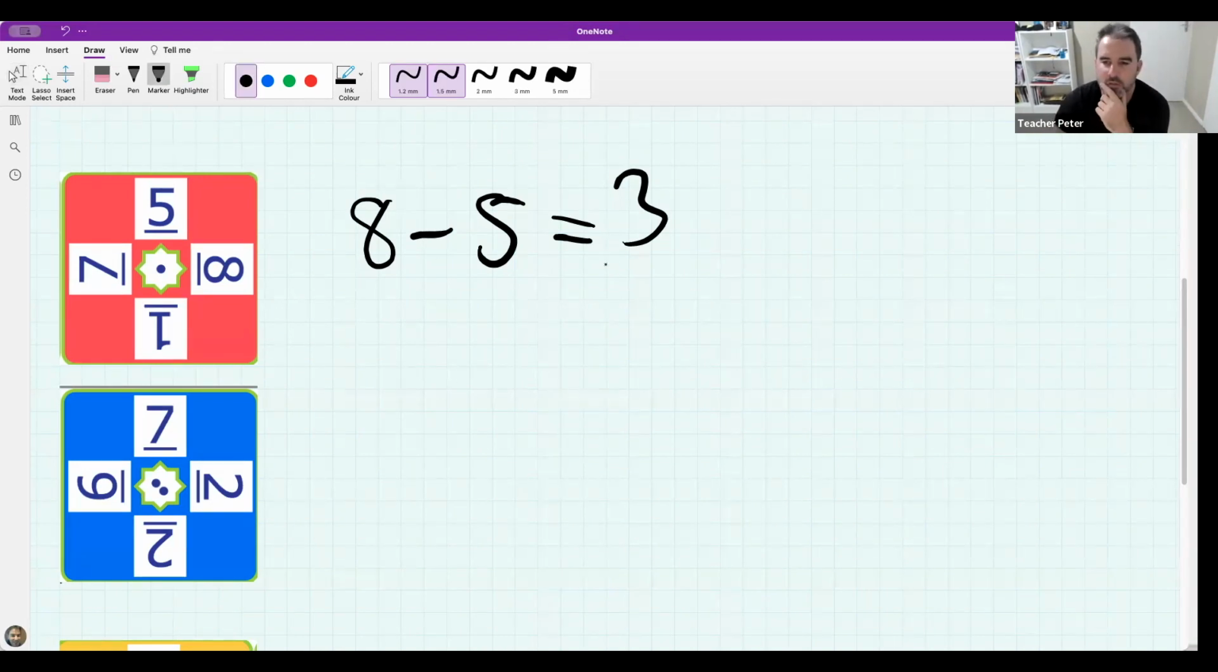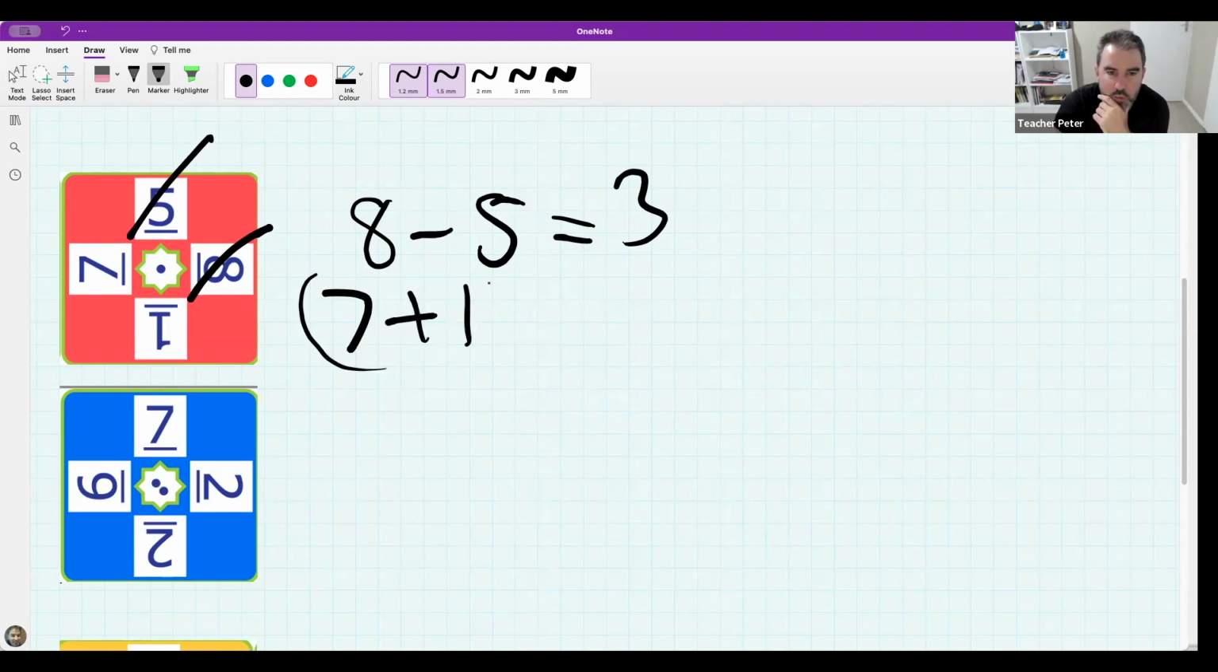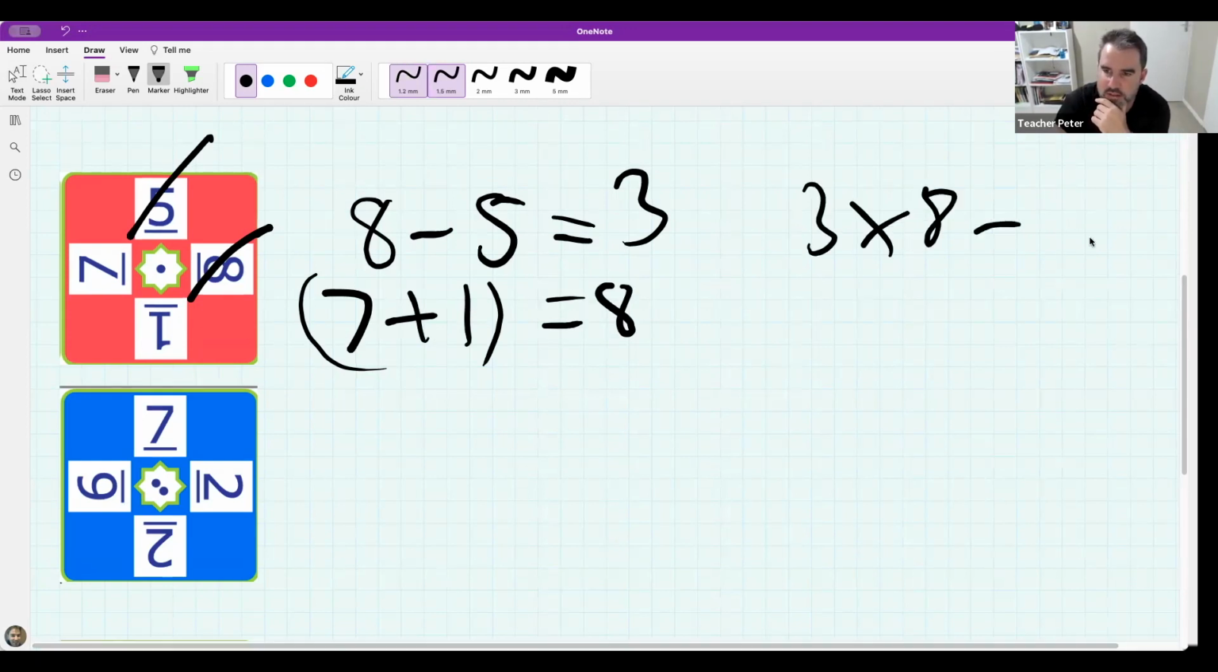Okay, so if I've used the 8 and the 5 to give me 3, then I think I can take the 7 and the 1 to give me 8. And then I get 3 times 8 is 24.